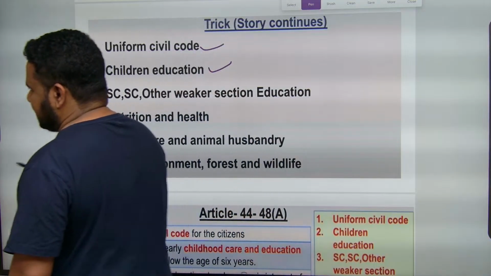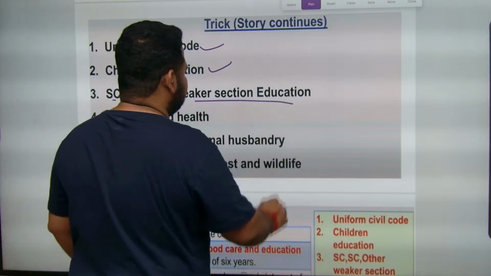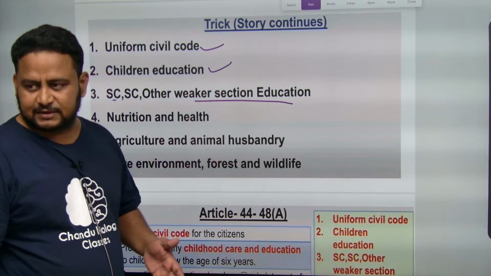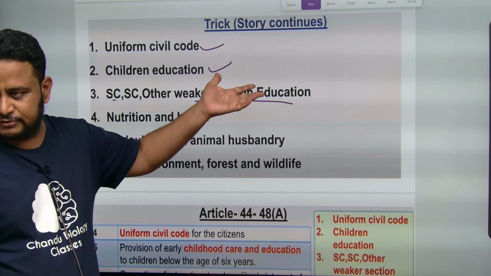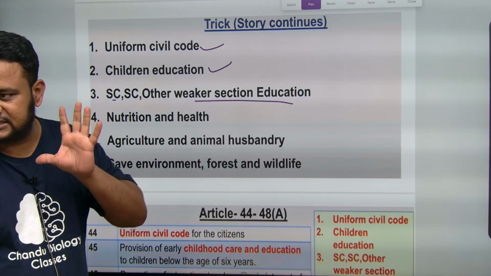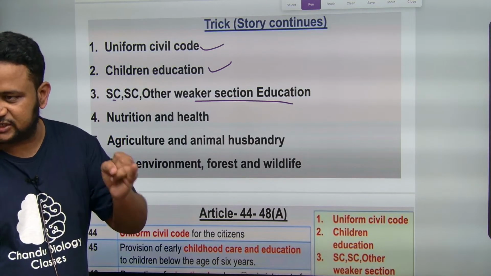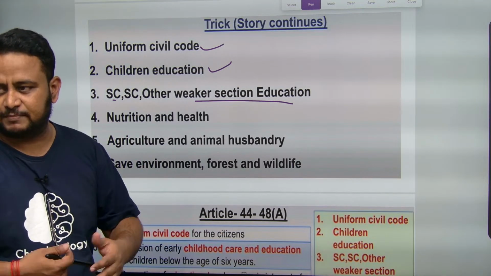Apart from that, among the migrant workers, the majority will be SC, ST, and other weaker sections. For them also you should give education and economic interest. First thing is Uniform Civil Code, then children's education, and among that please focus on SC, ST and other weaker sections in terms of education and economic interest.